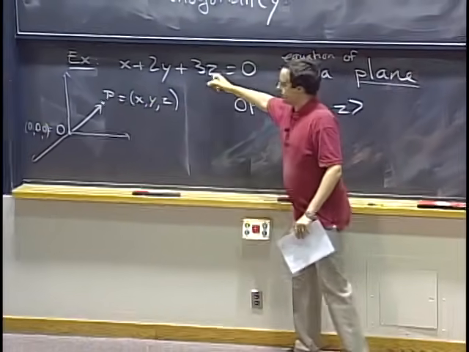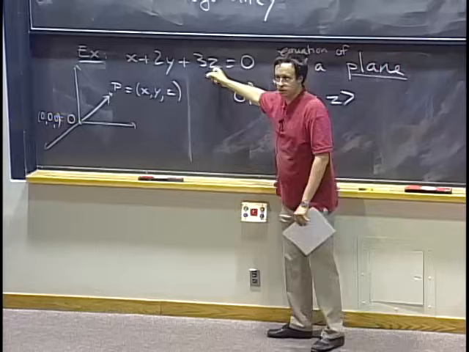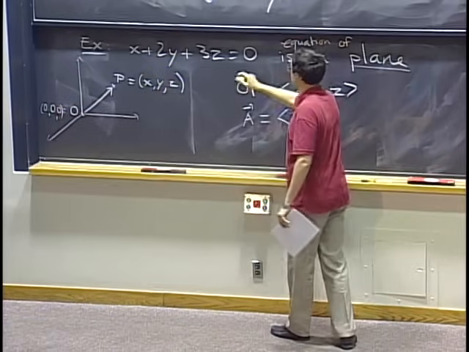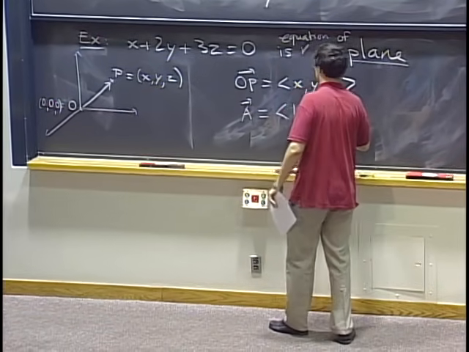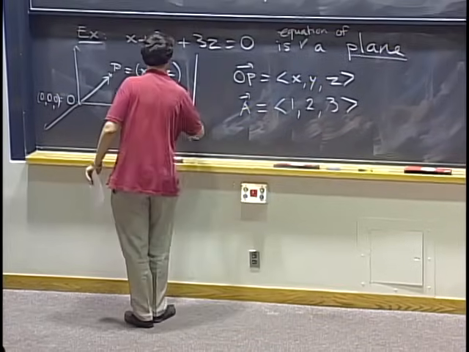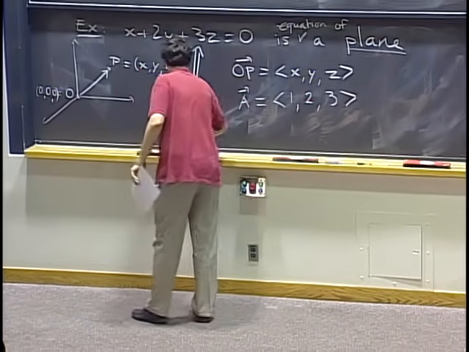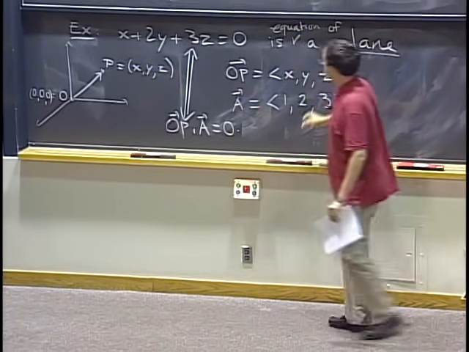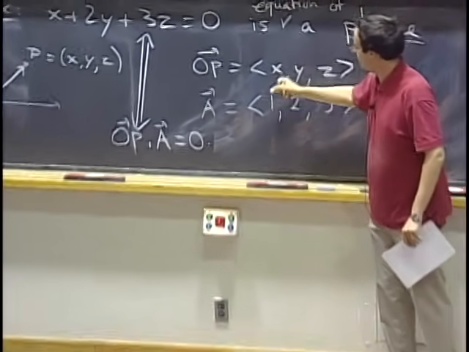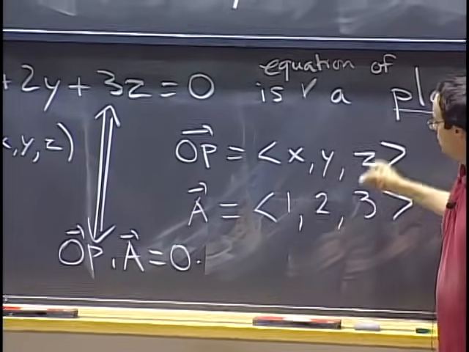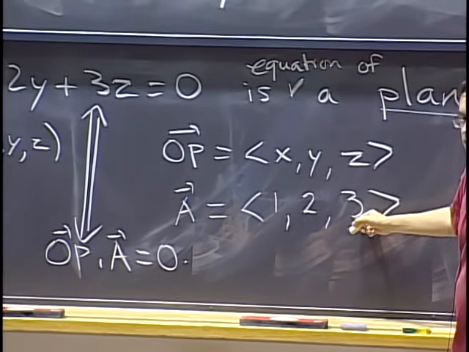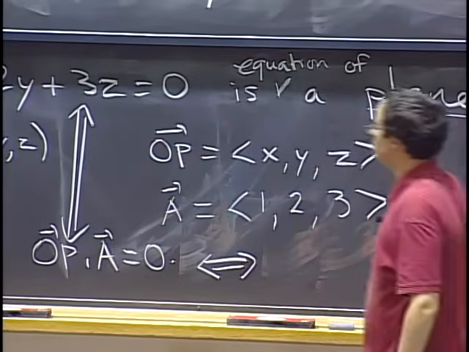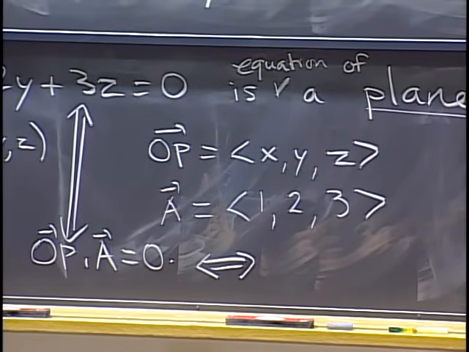Now, we can think of this as a dot product between OP and a mysterious vector that won't remain mysterious for very long, namely the vector 1, 2, 3. So this condition is the same as OP dot A equals 0. If I take the dot product OP dot A, I get x times 1 plus y times 2 plus z times 3. But what does it mean that the dot product between OP and A is 0? It means that OP and A are perpendicular.